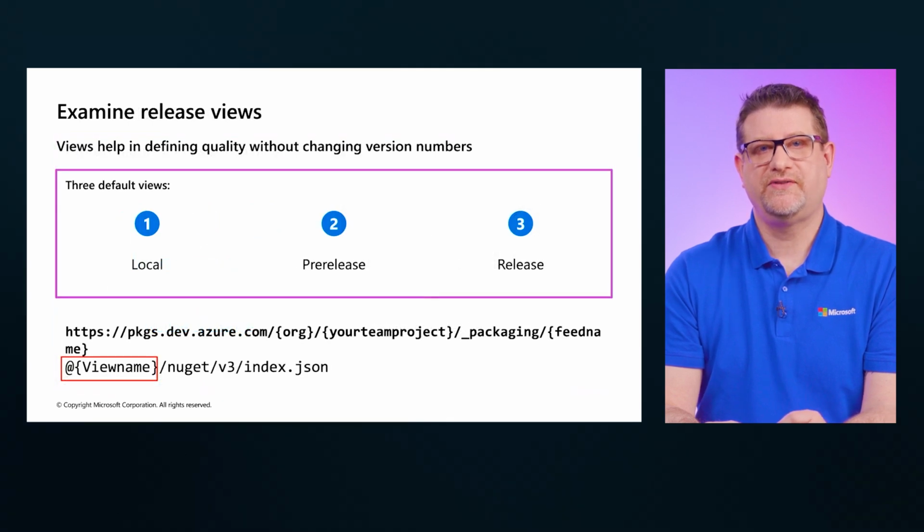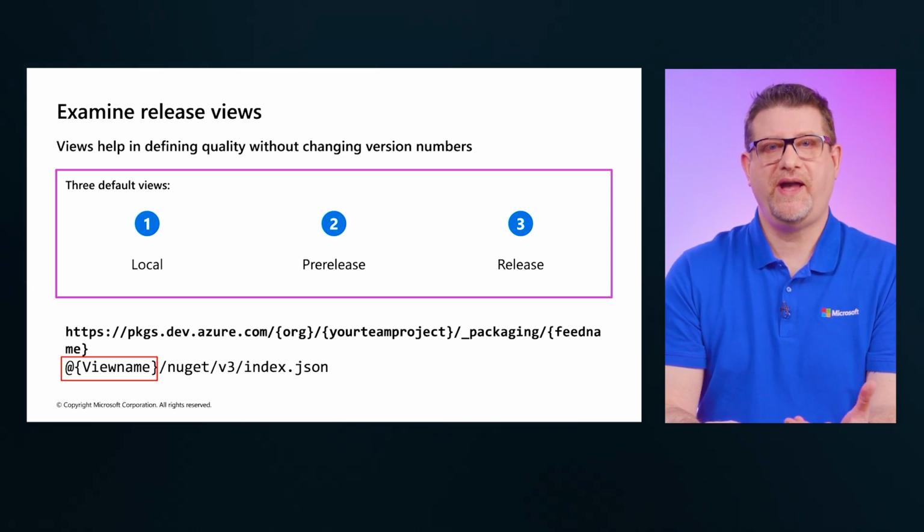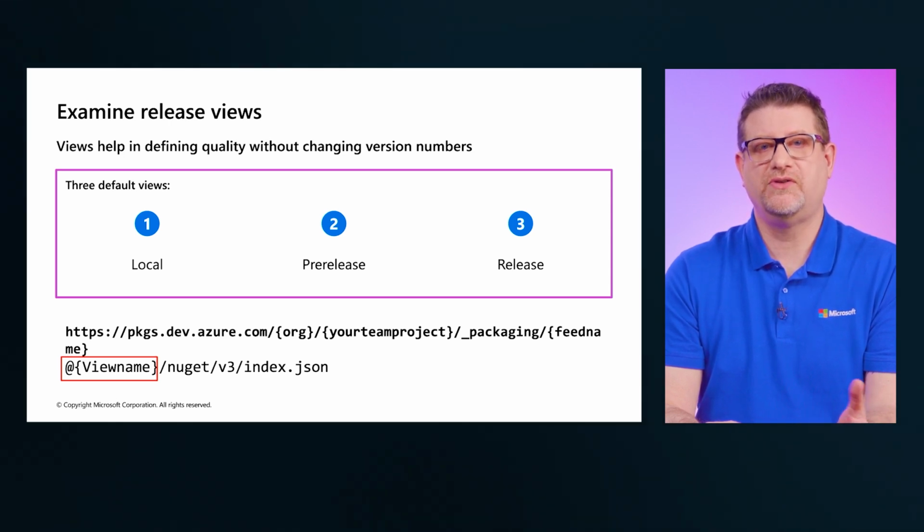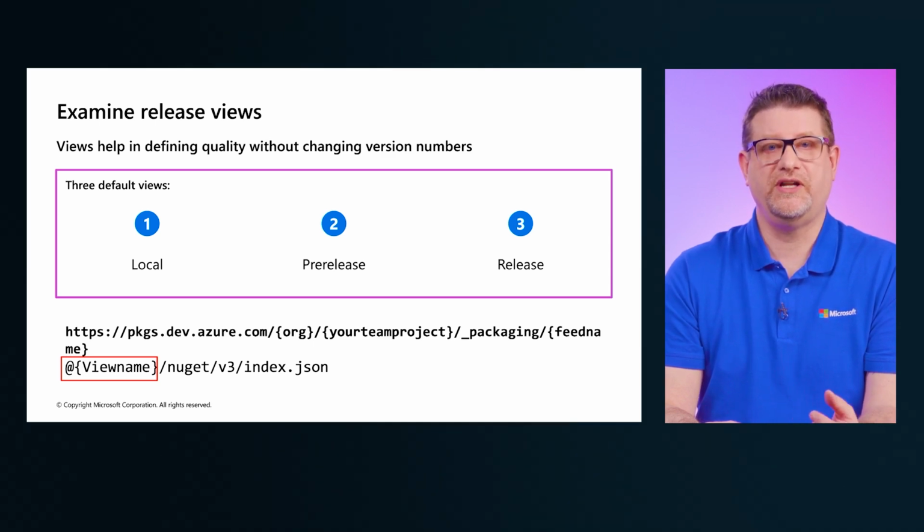In Azure Artifacts, views act as filters or stages that help teams organize packages based on their readiness and stability. The three default views, local, pre-release, and release, let us separate packages that are still being tested from those that are ready for production. For example, when a package is first created, it starts in the local view, where developers can experiment with it and make sure everything works. Once it's stable, it can be promoted to pre-release for broader testing, and finally to release when it's fully vetted and ready for use by everyone.